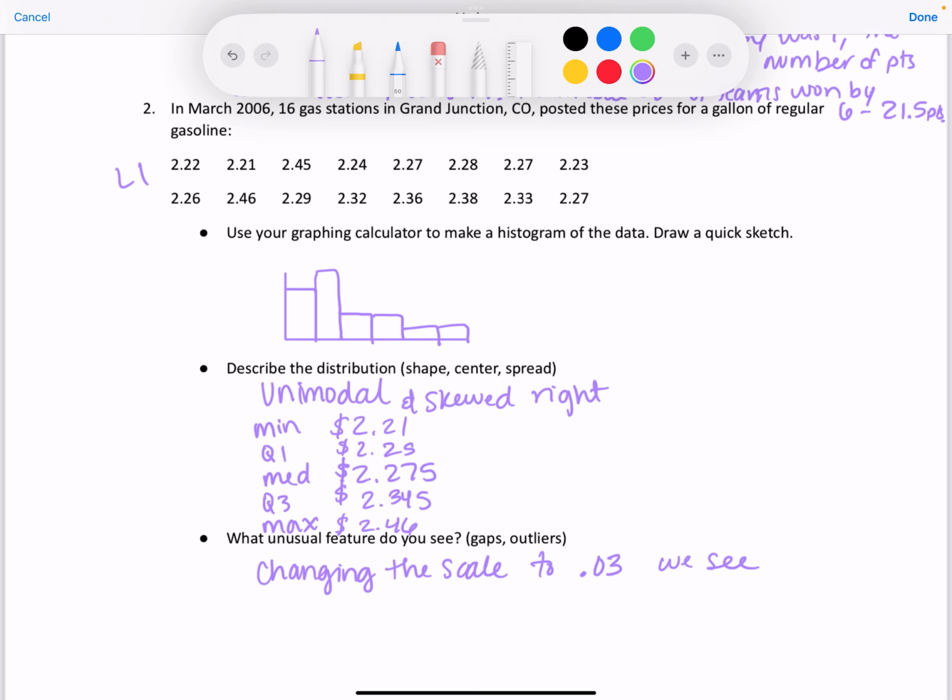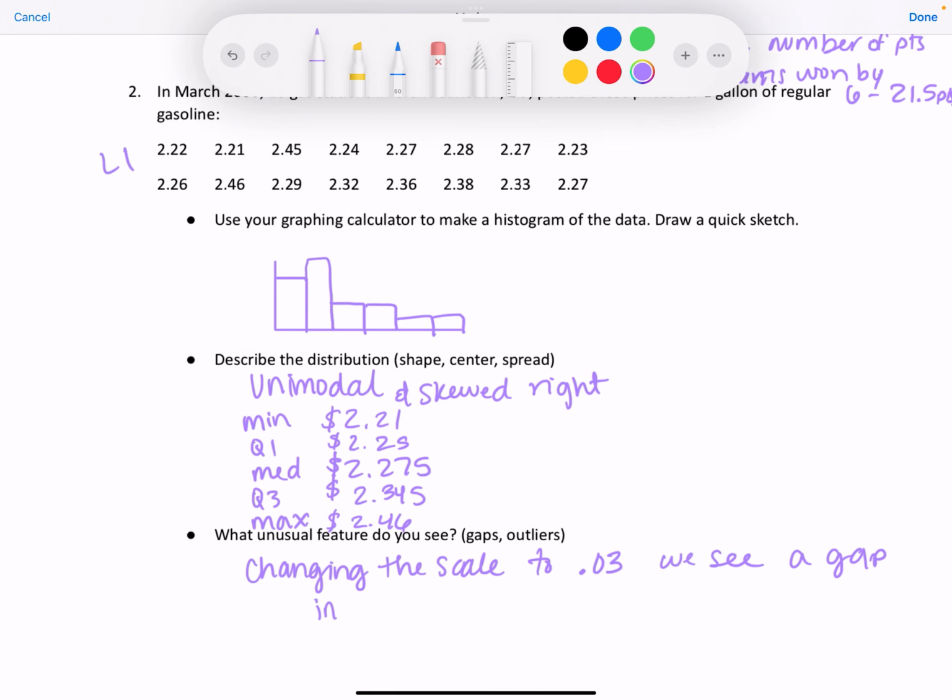If it asks about gaps and you don't see one initially, drop your scale and see if it changes. It doesn't need to be dropped to 0.01, but drop it down a little bit and see what happens. So when you dropped it down to 0.03, what did we see? There's a gap. Can you share with the class? Yeah, that's what I see.